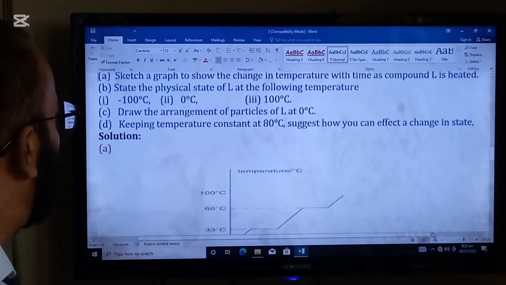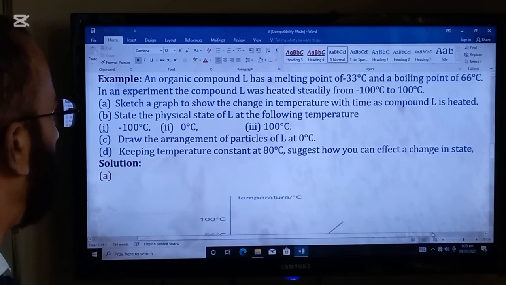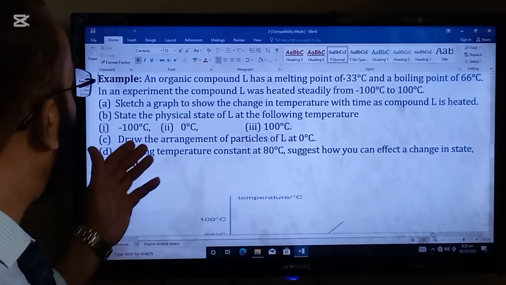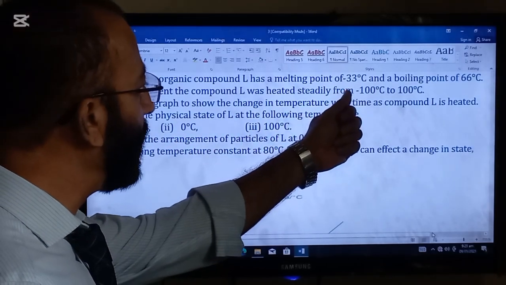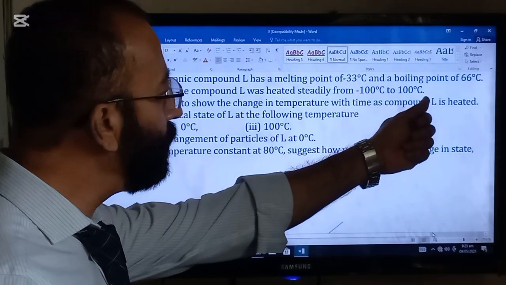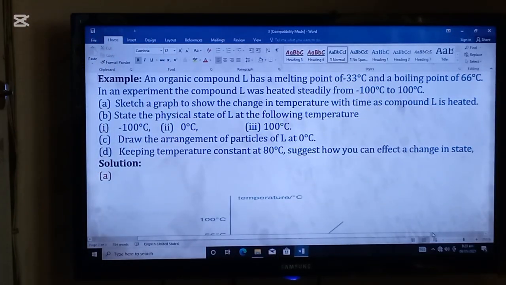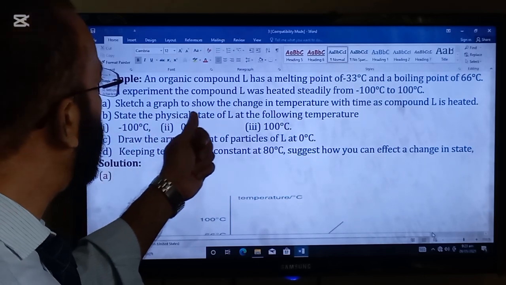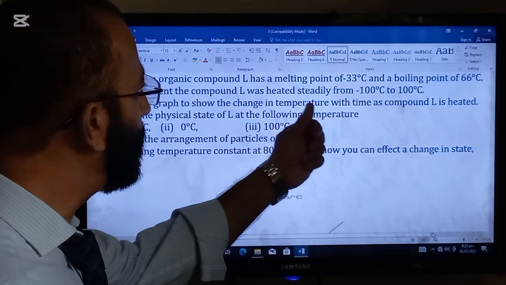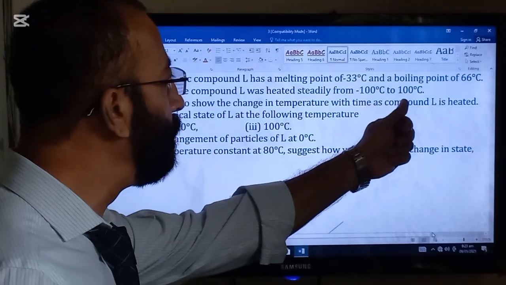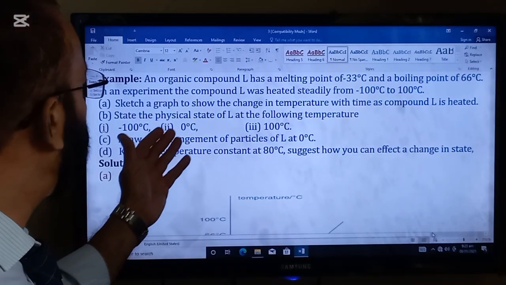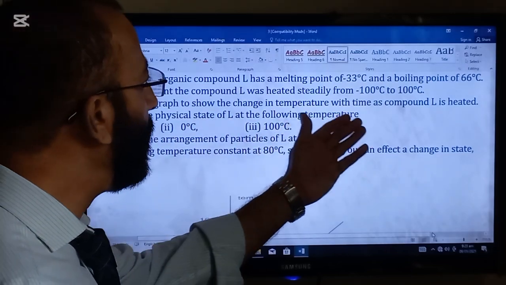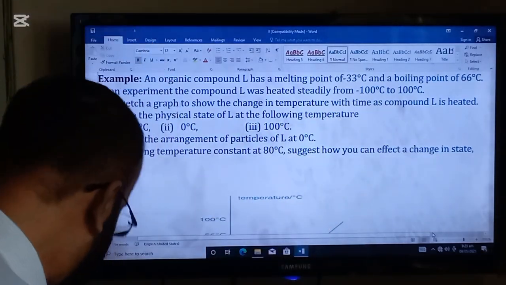Now we are going to read an example. An organic compound L has a melting point of -33 degrees C and a boiling point of 66 degrees C. In an experiment, the compound L was heated steadily from -100 to +100 degrees C. Sketch a graph to show the change in temperature with time as compound L is heated.